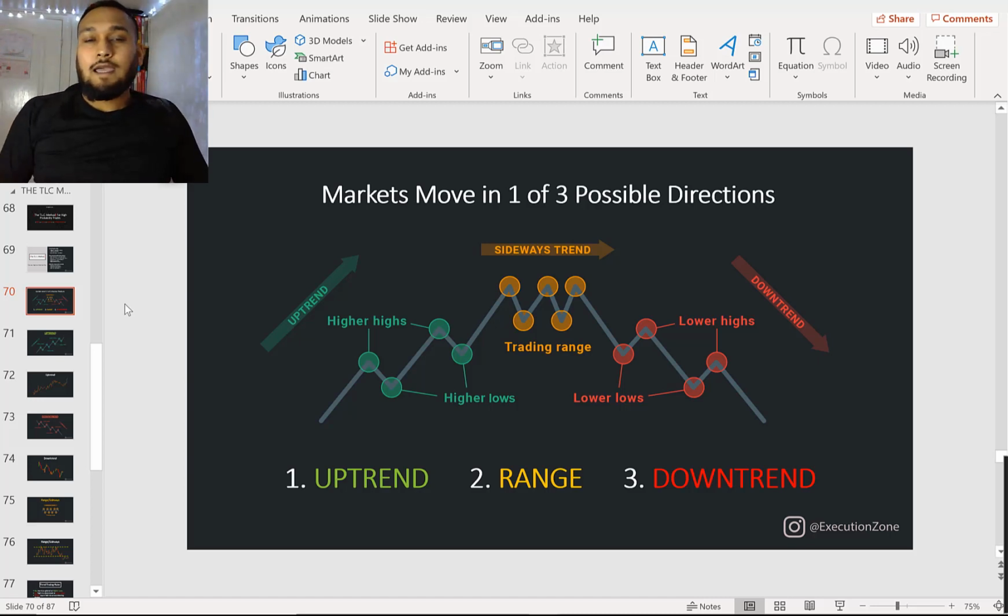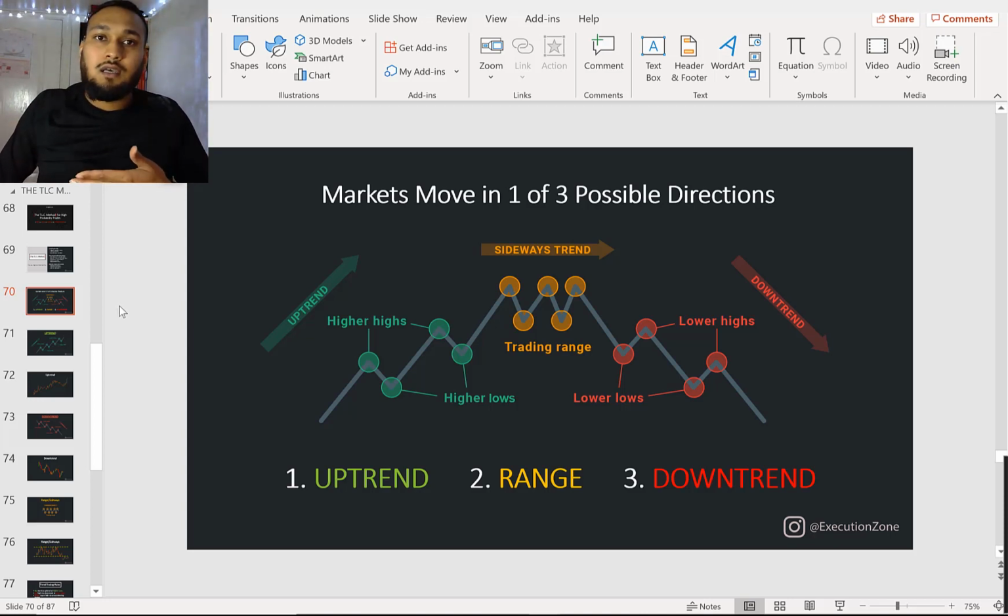I want to break down what I mean by these oscillations and help you understand these three types of market phases, because we're in one of these three phases at any given time. We're either moving upwards, oscillating sideways, or oscillating downwards. So it's either an uptrend, a ranging market, or a downtrending market.